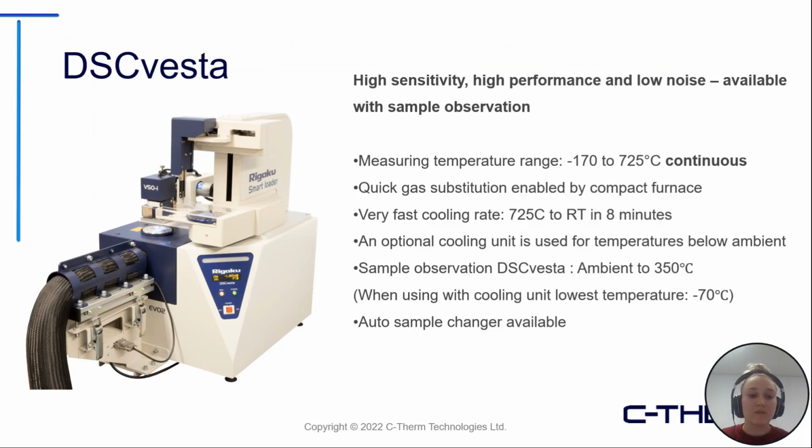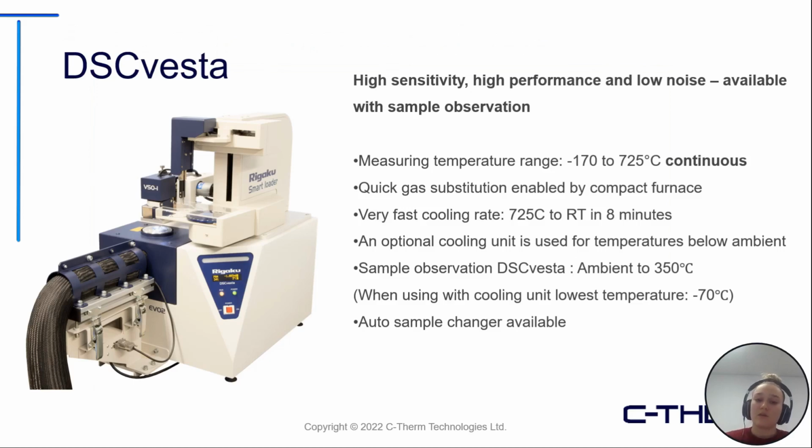And with that being said, that's the background that I wanted to go over. And now we're going to jump right into the DSCvesta. So this system is very sensitive, high performance, but really the main thing I want to highlight here is the sample observation. This system can be run between negative 170 degrees C all the way up to 725 degrees C continuously. Another huge advantage of the system is not having to switch out the furnace. So sample observation can be used on the system between negative 70 and up to 350 degrees Celsius.